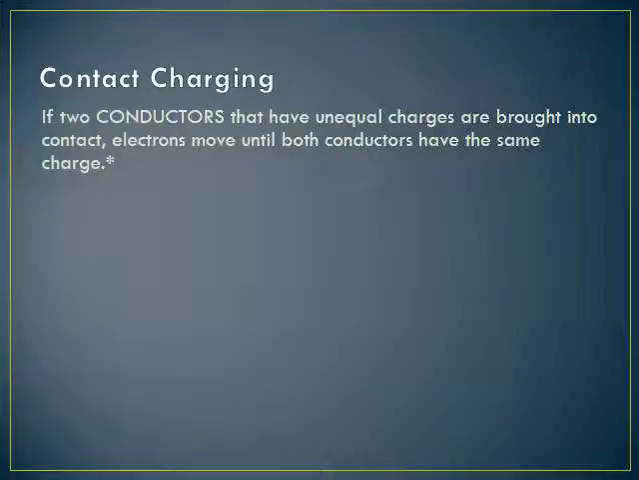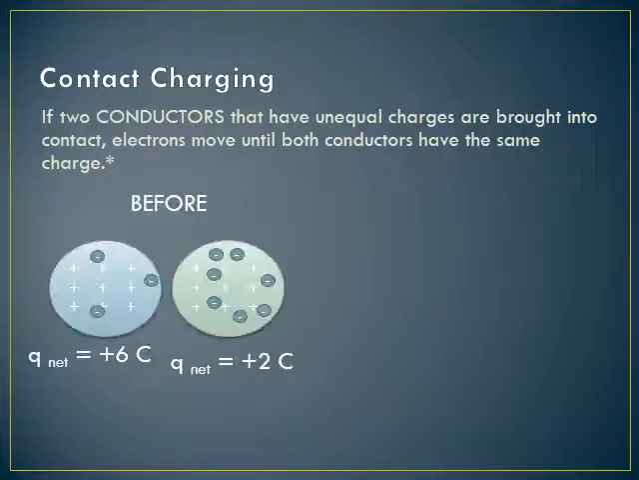The second kind of charging is called contact charging, and this happens with conductors. If two conductors that have unequal charges are brought into contact, the electrons move until both conductors have the same charge. Little asterisk there, but for the purposes of this class, that's an okay assumption. So if I start with two conductors that have unequal charges, the one on the left has a charge of +6 because we have 6 extra protons, and the one on the right has a charge of +2 because it has 2 extra protons.